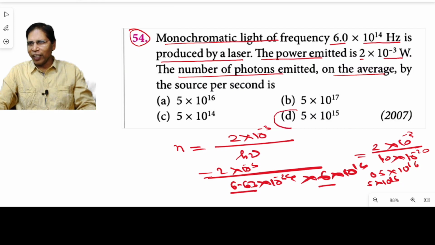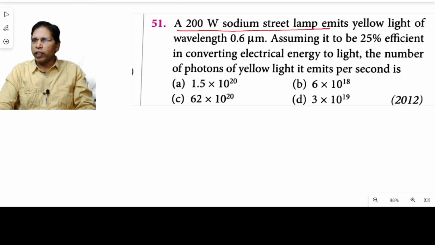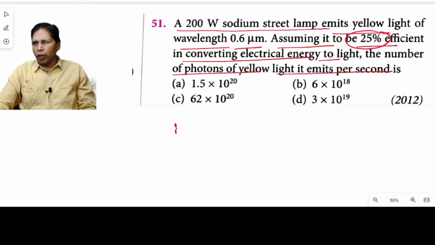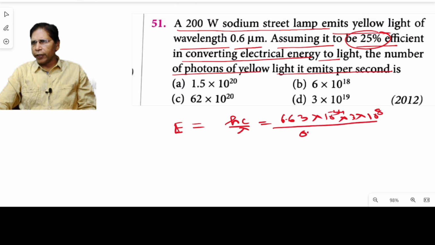Okay, so now look at this. A 20 watt sodium street lamp emits yellow light of wavelength 0.6 micrometer, assuming it to be 20% efficient in converting electrical energy to light. Find the number of photons of yellow light emitted per second. First of all we have to calculate the energy of the photon. Energy of the photon is hc by lambda, which is 6.63 into 10 to the power minus 34 into 3 into 10 to the power 8 divided by 0.6 into 10 to the power minus 6.